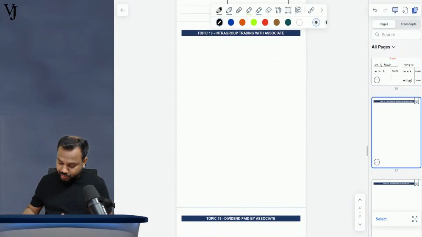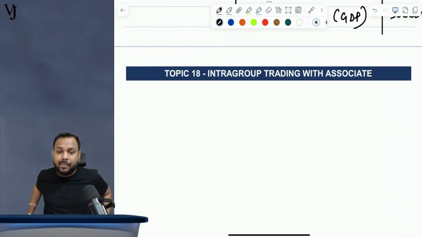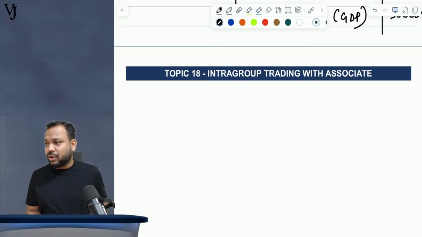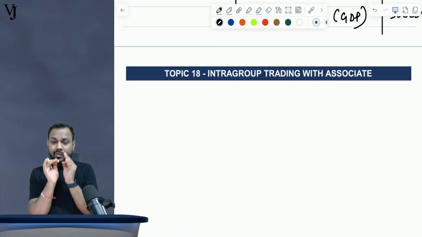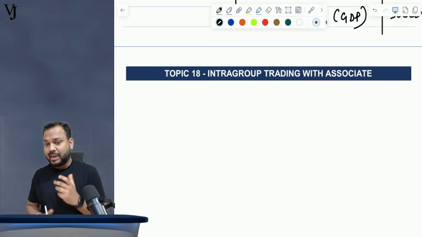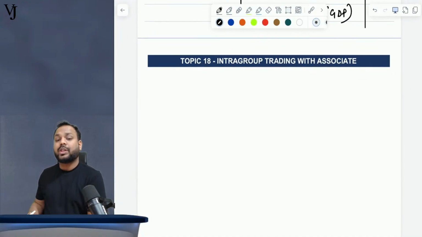Okay. Now, intra-group trading with associate. Guys, wherever possible, I am taking up examples also so that you understand the concept better. But practically it is not possible to take an example in all the situations. But wherever possible and wherever it is required, I am myself trying to take up examples there so that you understand the concept in a better manner.